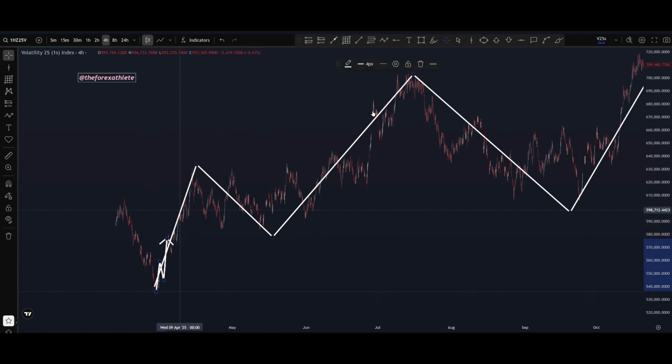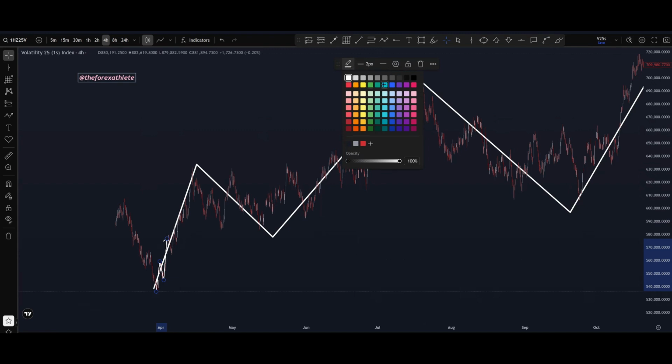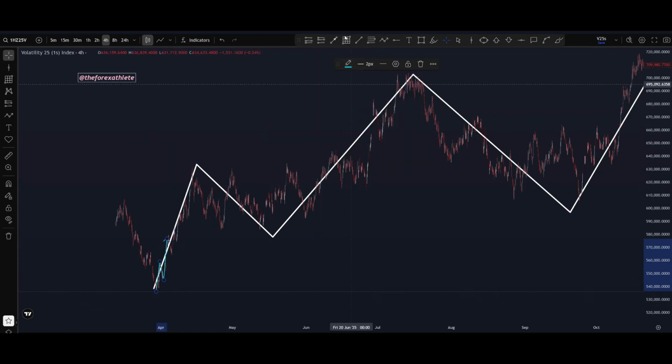Let me make this smaller and change the column. So look at this. We have a full-blown trend on the 4-hour chart. This run was also a trend.